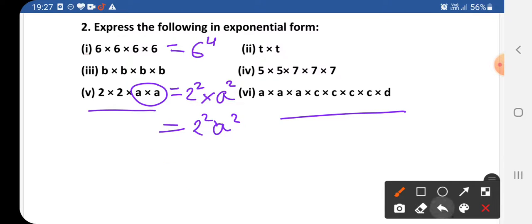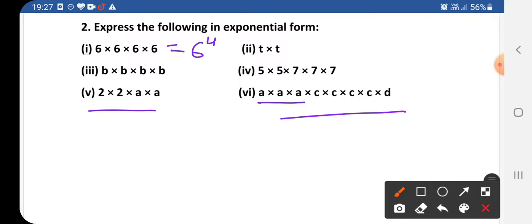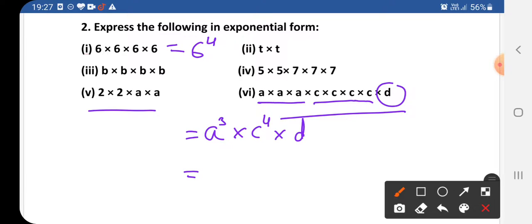For the last one, that is for the sixth, this is a into a into a, means a cube, then c into c into c into c means c to the power 4. Then only one d is here, so we will simply write d. Now you can write this like a cube c to the power 4 d. No need to put multiplication sign. If you want you can, but no need. If you are not putting any sign, it means there is multiplication between these terms. Remaining parts will be done by you.